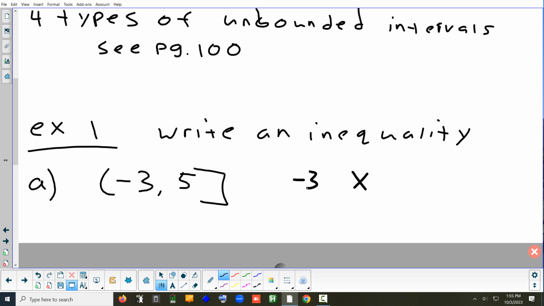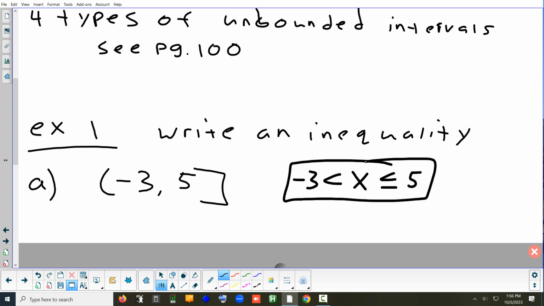What number would go on the right? 5. Yep, 5. And what symbol would I put between the -3 and the x? It'd be a less than. Now how about between the x and the 5? Less than or equal to, yeah. So this means x has to be bigger than -3 and less than or equal to 5.